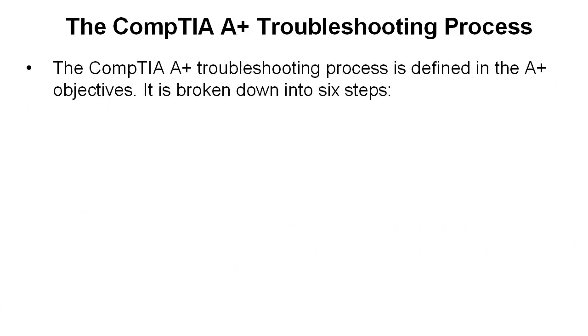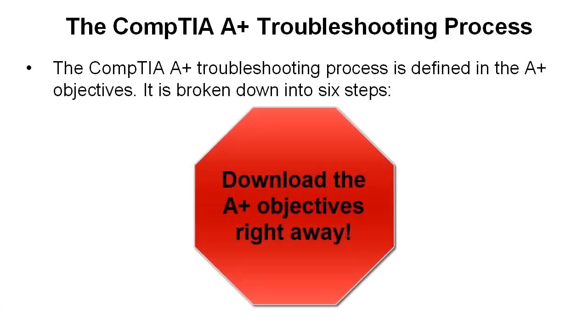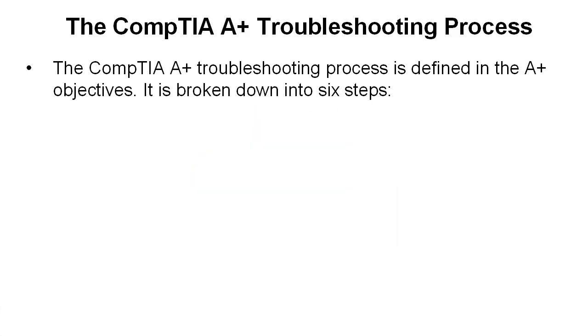The CompTIA A+ troubleshooting process is defined in the A+ objectives. If you haven't downloaded those yet, I highly recommend that you do so. Download them from the CompTIA website and print them out. You'll be referring to these often. The process is broken down into 6 steps.